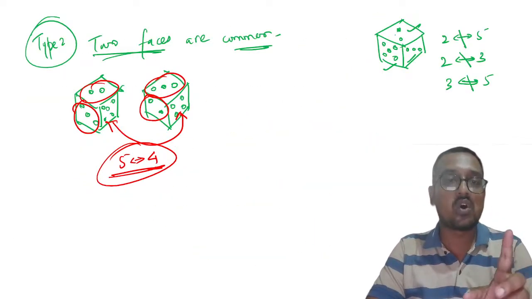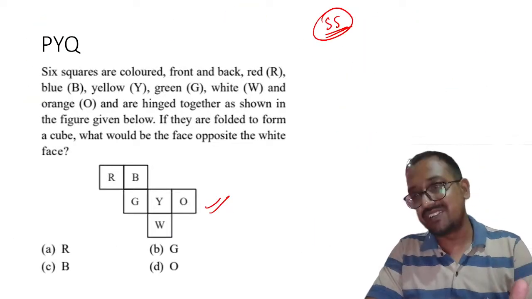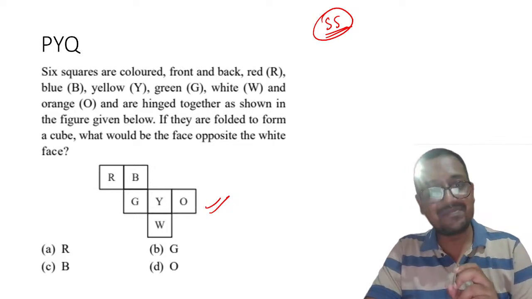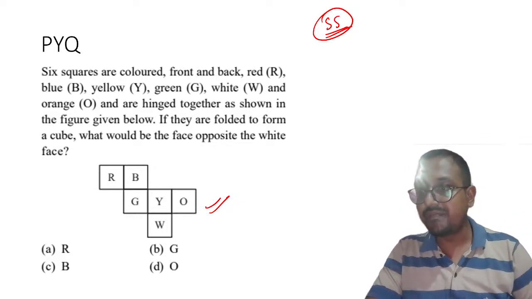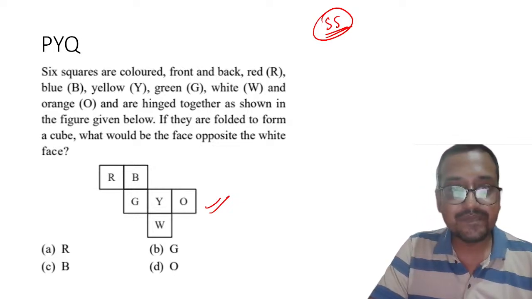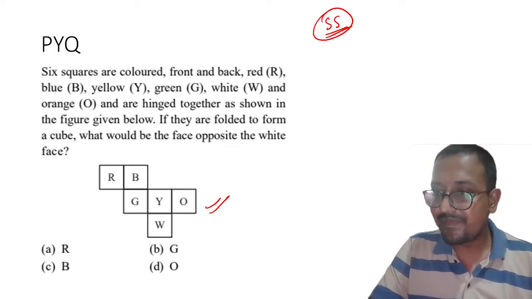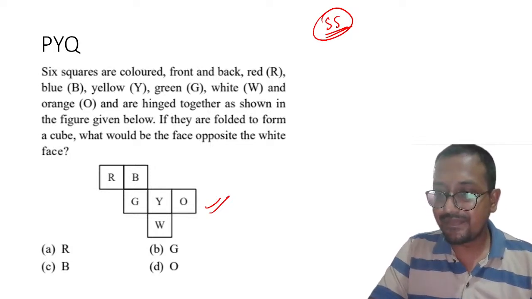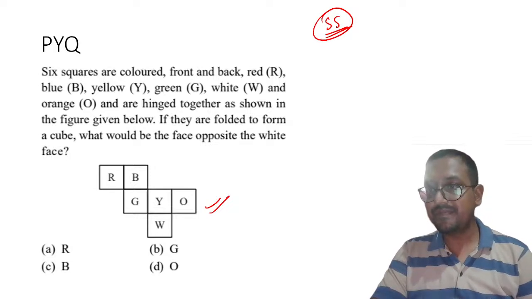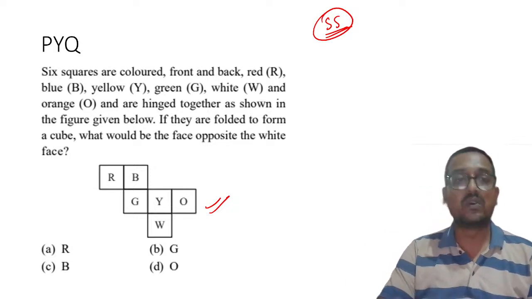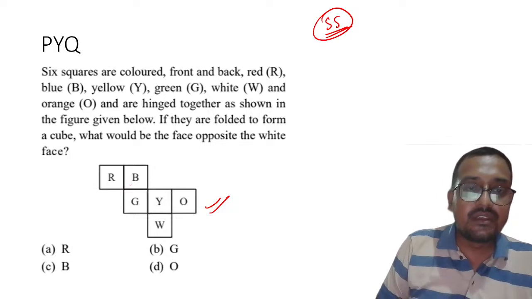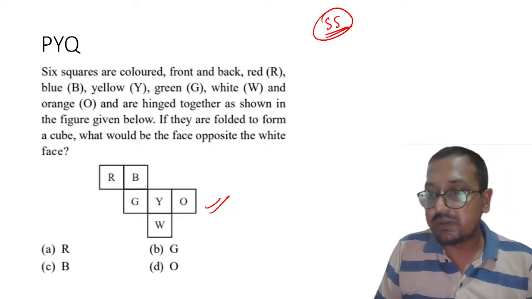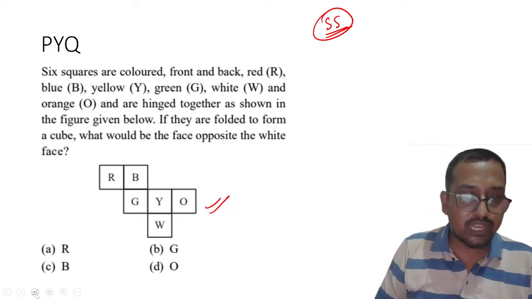I want you all to solve at least this question once. Can anyone tell me what is the answer to this question? Karthikeyan, Yasmin? Okay. Let me tell you, see my dear students, here which square has maximum number of neighbors? Blue probably. Okay. Let us see.